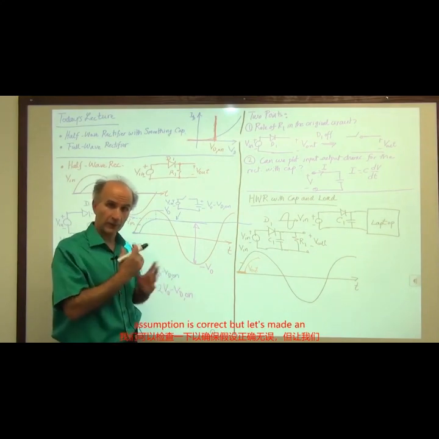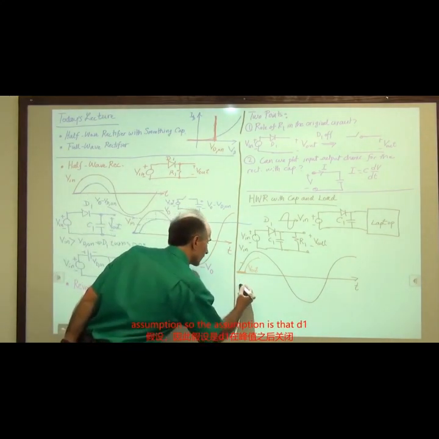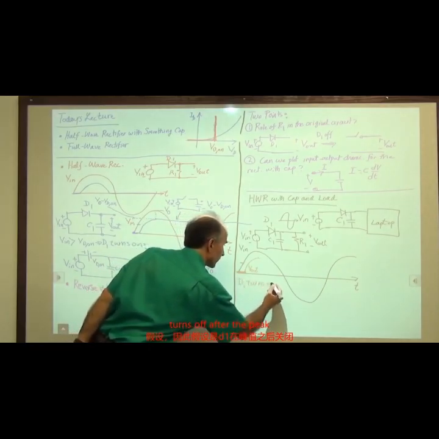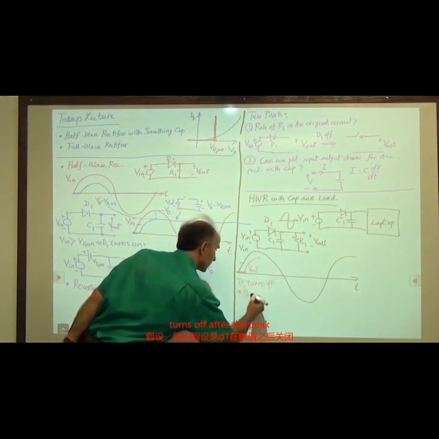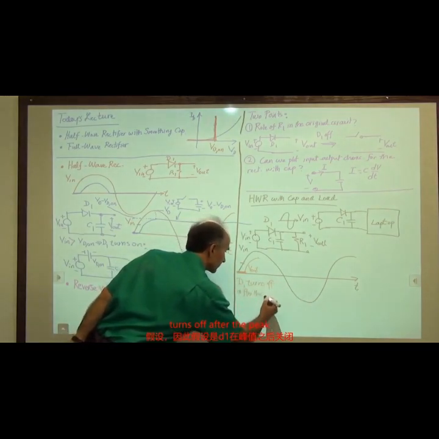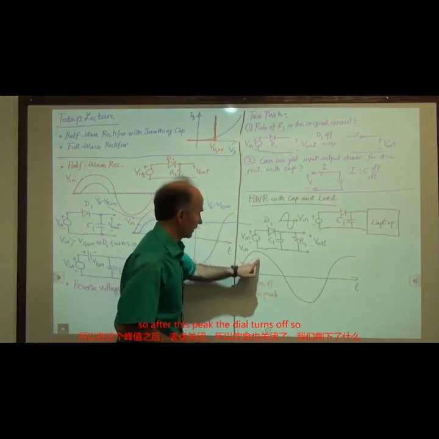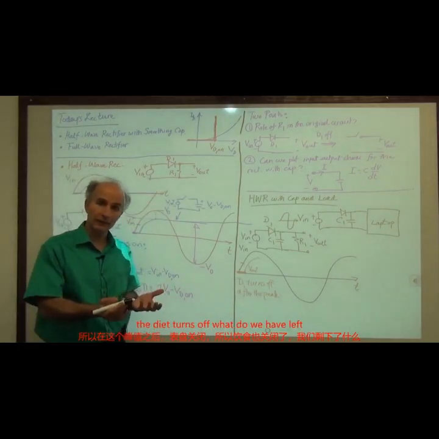You can check it to make sure the assumption is correct, but let's make that assumption. So the assumption is that D1 turns off after the peak. So after this peak, the diode turns off. So if the diode turns off, what do we have left?